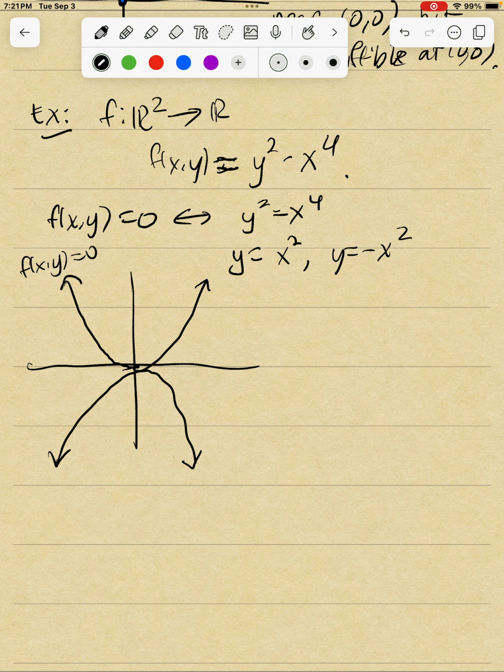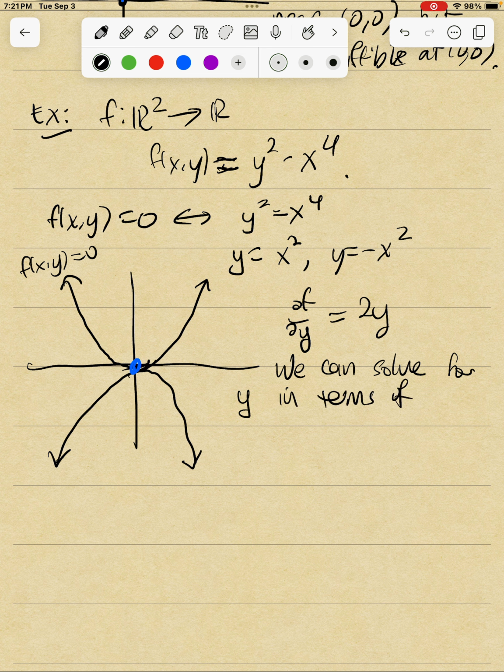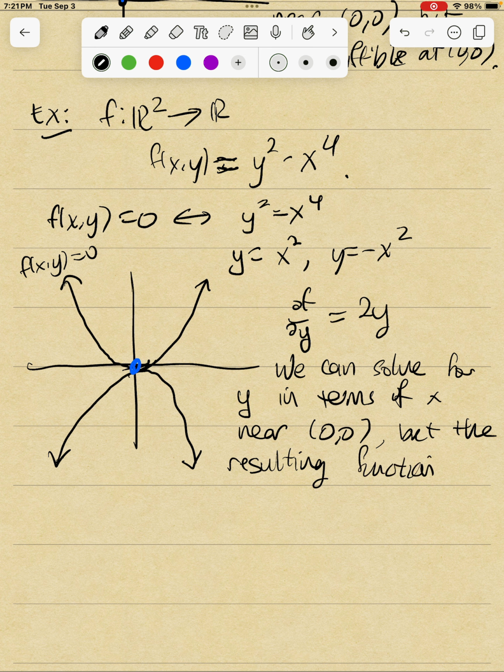And this goes through the origin, of course. So partial f partial y is equal to 2y, and this is 0 if and only if y is equal to 0. Now let's see what happens at 0, 0. So we can solve for y in terms of x near 0, 0. But what happens is the resulting function is not unique. Because you have this piece and you also have this piece that you can solve for near 0, 0.